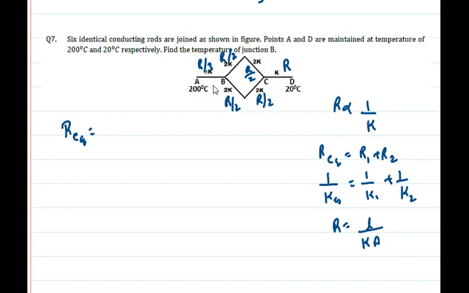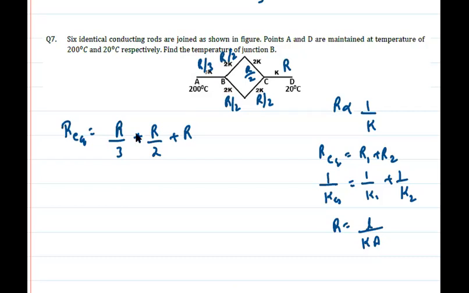So R by 2 plus R by 2 is R, series. Then in parallel, it is R by 2. Then all the three in series. So I can say we have R equivalent as R by 3 plus R by 2 plus R. Simple, yes or no? Think about it. Is everyone getting this? Everyone got this concept?